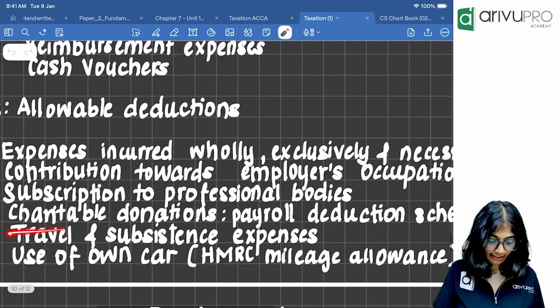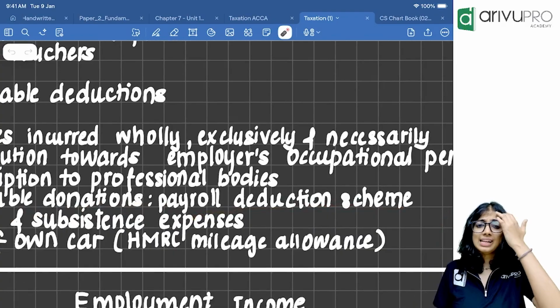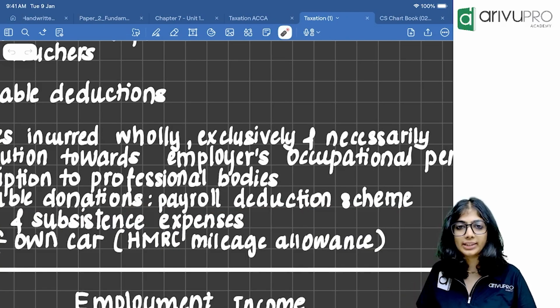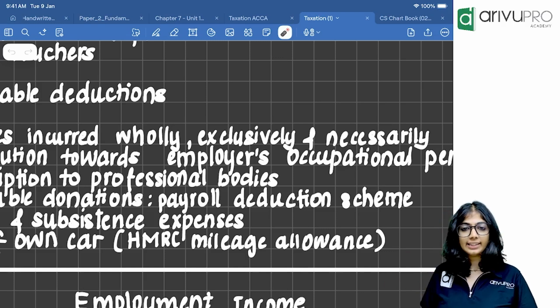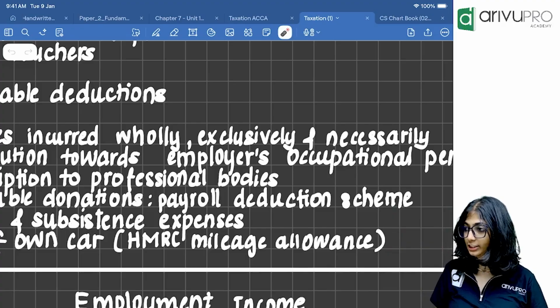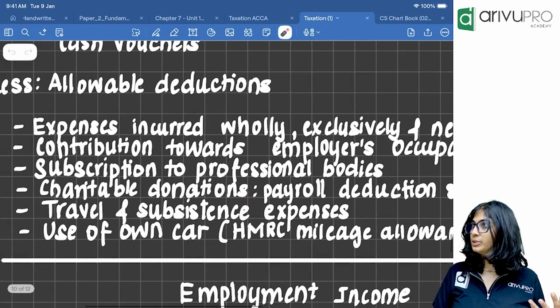Okay. Then you have charitable donations. Like I said, if at the end of the month, right, you have finished all of your expenses, but you still want to make that contribution, you can directly tell the employer, cut it from my salary and give it directly to the charitable institution. That's called payroll deduction scheme. We'll be looking at it in much more detail.